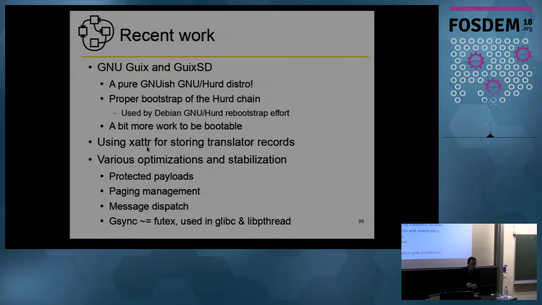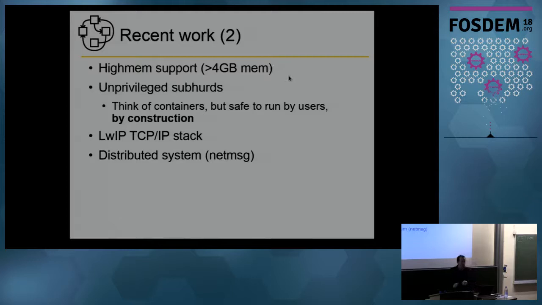We have optimization, stabilization, so quite a few things. I won't detail everything. But basically we got the Futex implementation, which provides really nice performance. We have highmem support. It was quite something because we are still with a 32-bit kernel. So to access more than 4 gigabytes of memory, you have to map memory on the fly, etc. This was implemented. So okay, for now, we can access more than 4 gigabytes of memory that way. So we are fine on that front.